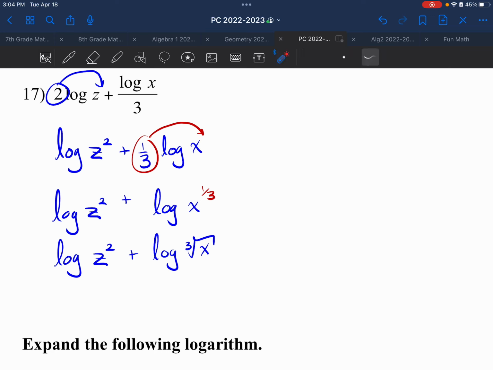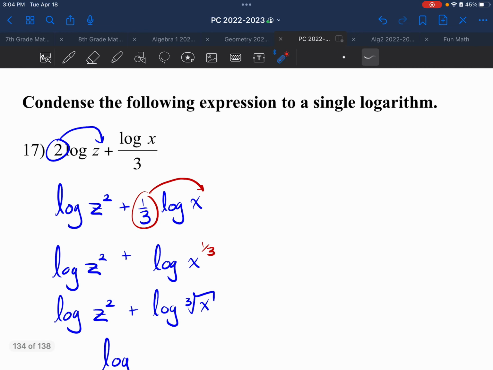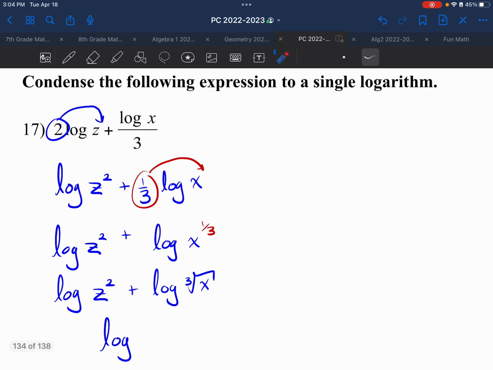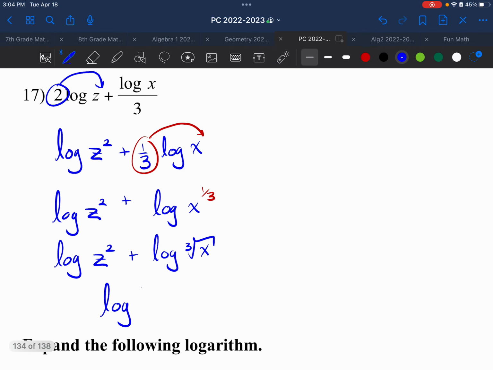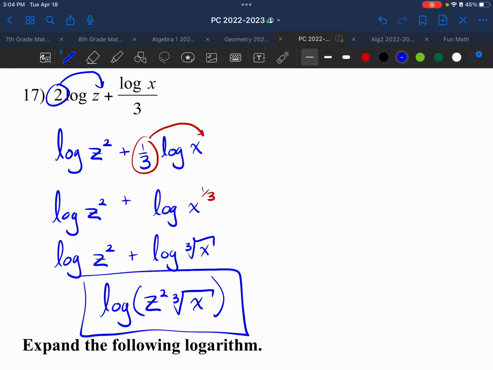And finally, when you add on the outside, you multiply on the inside. And this is finally going to be log, just one log, which is what it wanted me to do, a single logarithm. So it's one log, and I multiply the inside. It's going to be z squared, and just squish it next to cube root of x. There we go. I should box my work, shouldn't I? There it is. Here's my box.